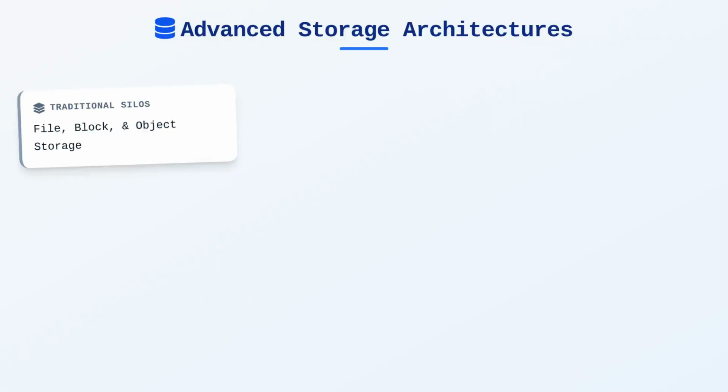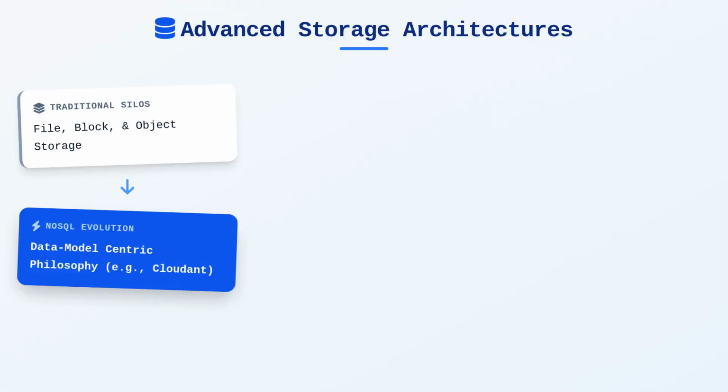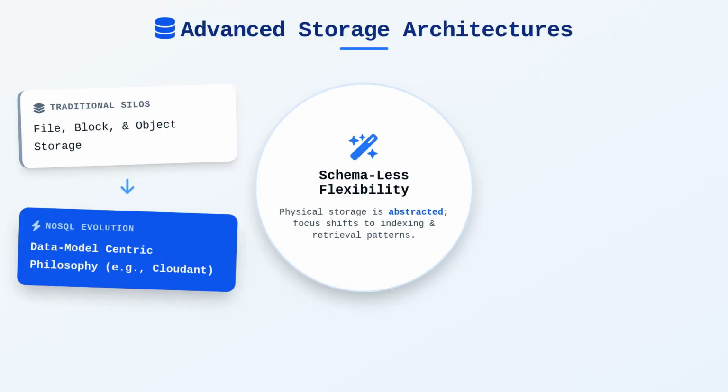Beyond the basic silos of file, block, and object, we encounter specialized NoSQL databases like Cloudant that integrate a different philosophy entirely. These systems shift the focus away from the underlying storage infrastructure and toward the model of the data itself, providing a flexible schema that adjusts as your information evolves. In a schemaless or document-oriented database, the physical storage concerns are abstracted away from the developer, and the engine focuses on indexing and retrieval patterns that a standard file system simply cannot offer.